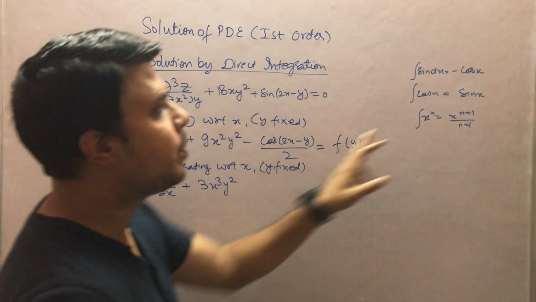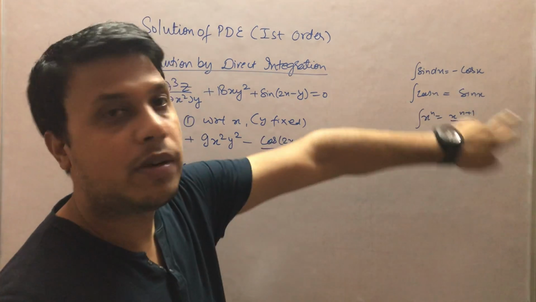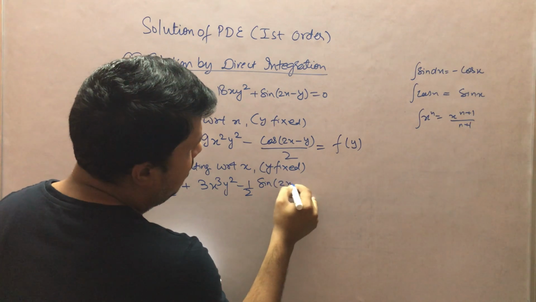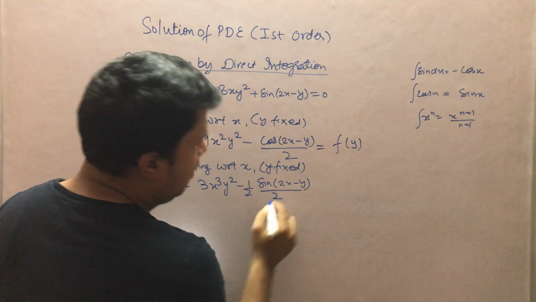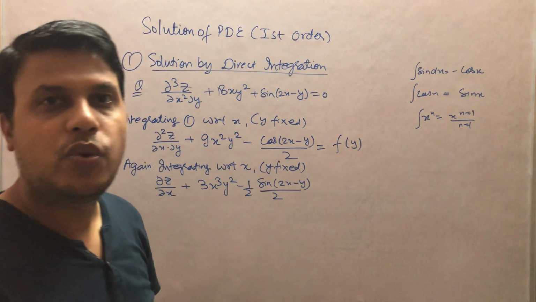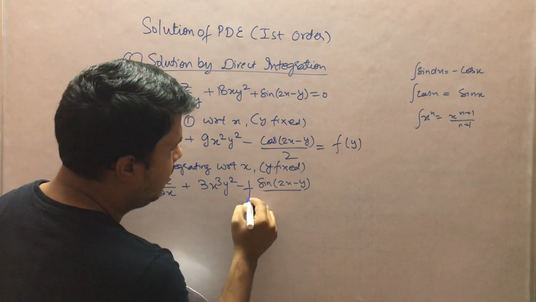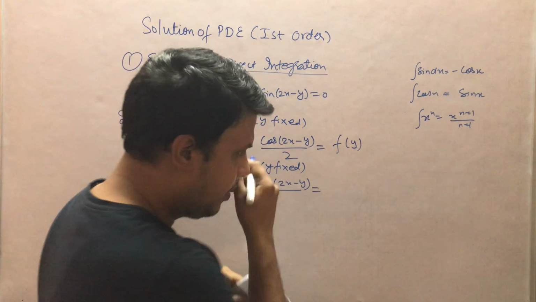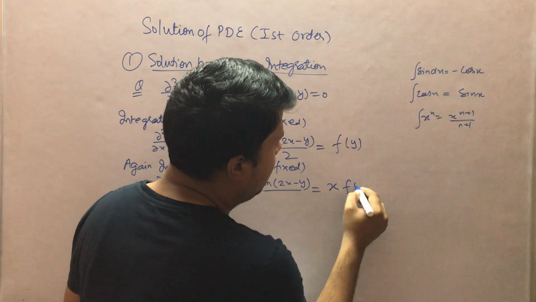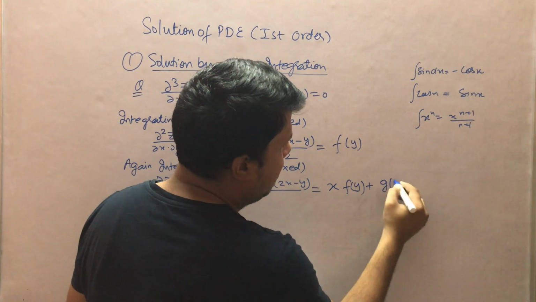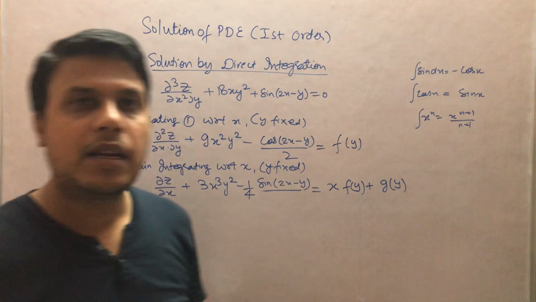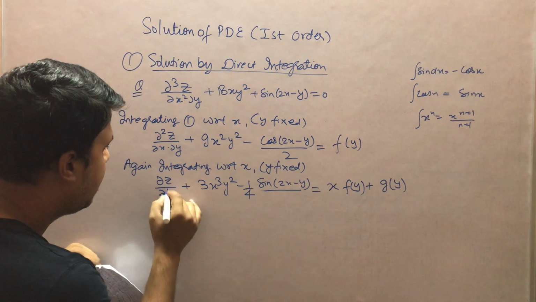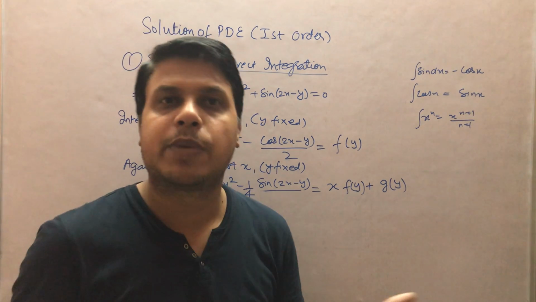Now integrating with respect to x, so the integration of cos will be sine. So 2 will be making 2 into 2 4. Now we are integrating with respect to x. So I hope this is clear. Now finally we have to integrate with respect to y.